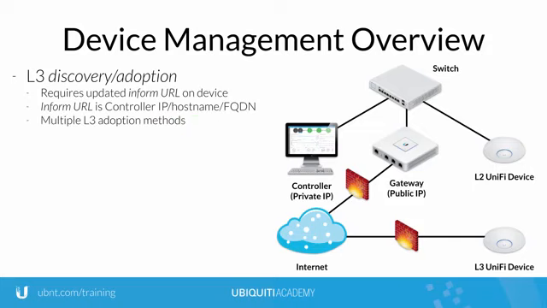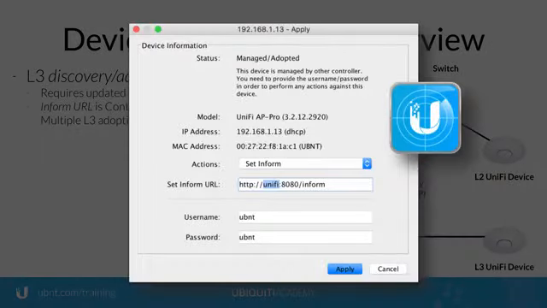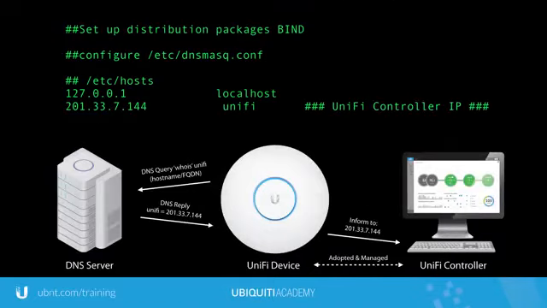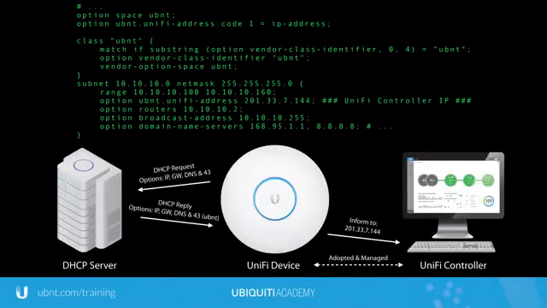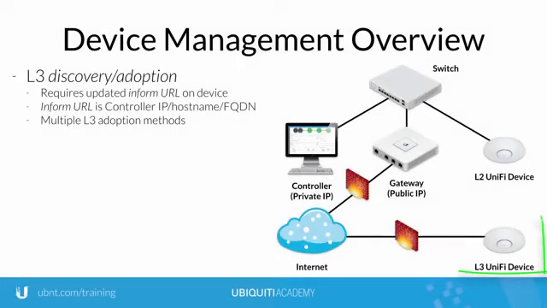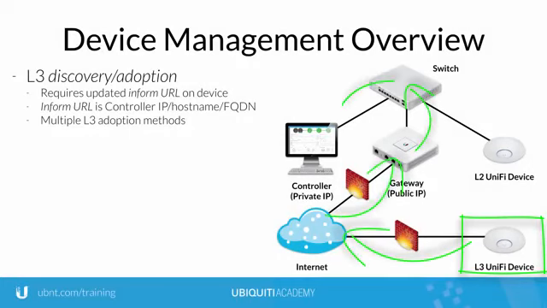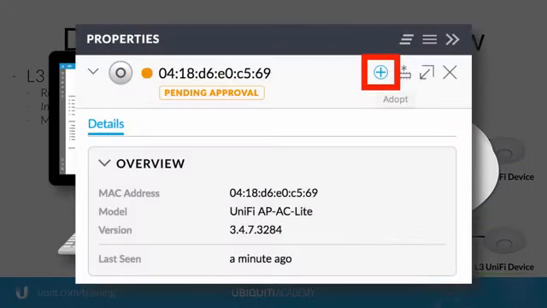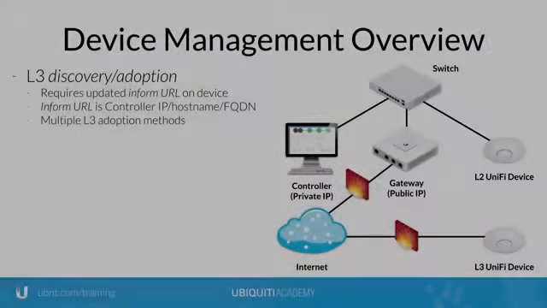Supported methods of updating the Inform URL for Layer 3 adoption include the UniFi Discovery Tool, SSH, DNS, and DHCP option 43. After updating the Inform URL, the factory default UniFi device will appear in the controller with its known IP address pending adoption, ready to be managed.